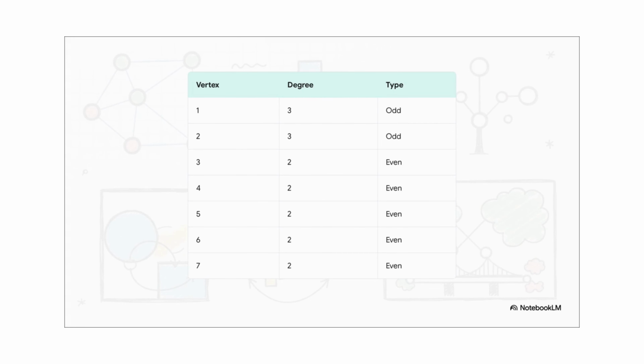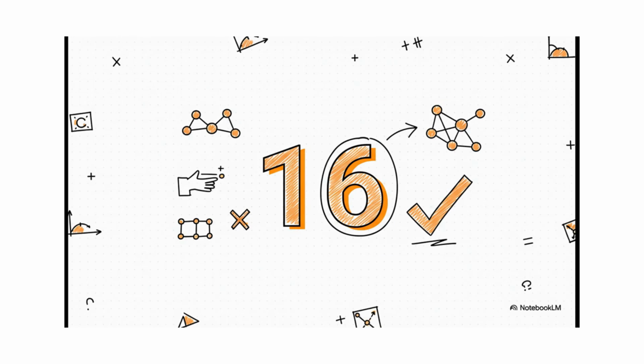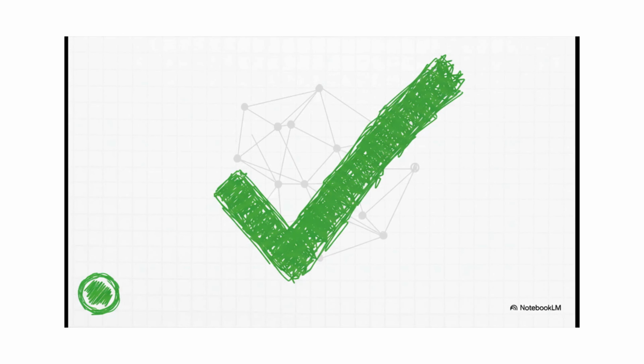Okay, let's just break down the data. We've got 7 vertices in total. We can see 2 of them have an odd degree, that's degree 3, and the other 5 all have an even degree, degree 2. So what does our handshaking lemma tell us to do with this? Right, we add them all up. So 3 plus 3 is 6, plus 5 times 2, that's 10, and that gives us a grand total of 16. Now, the number 16 itself isn't what's important here. What's crucial is that 16 is an even number. And because that sum is even, the handshaking lemma guarantees that yes, a graph like this is absolutely possible.